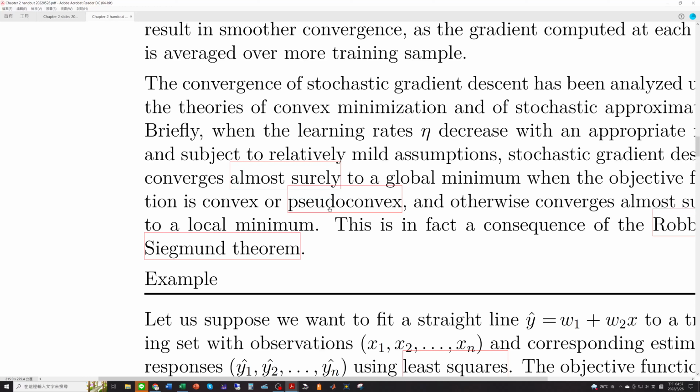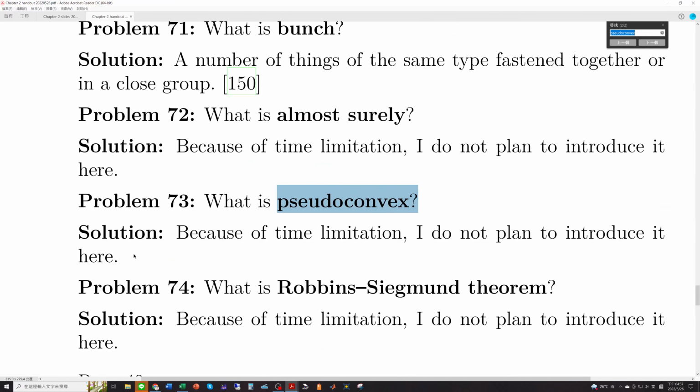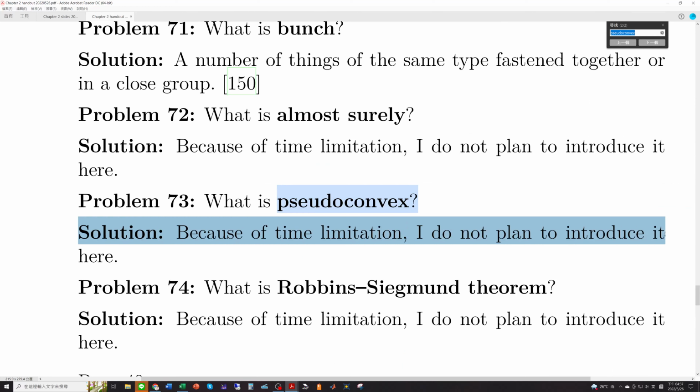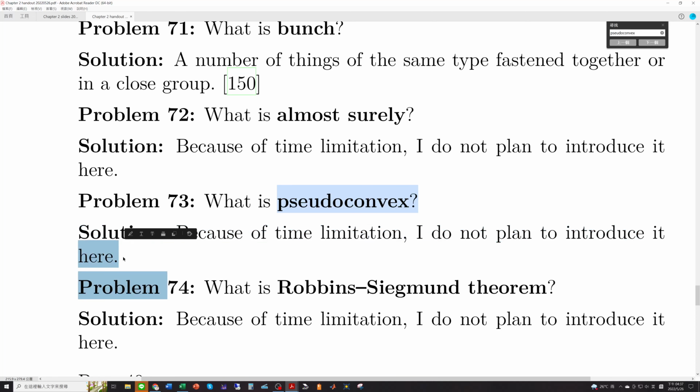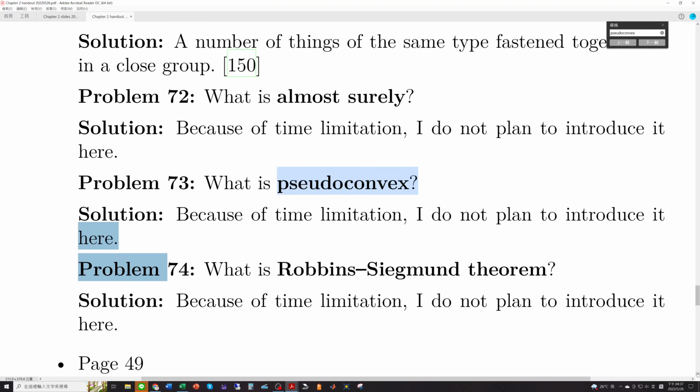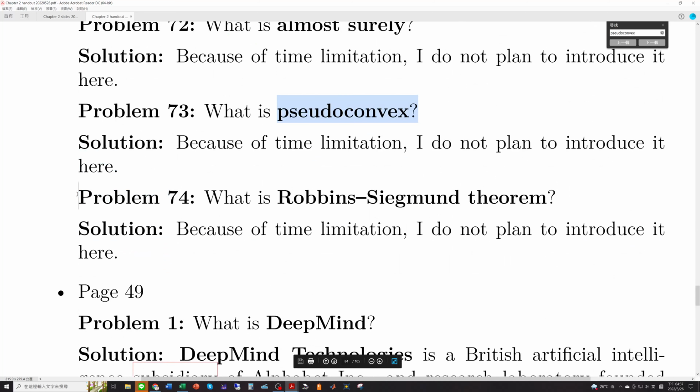What is the stochastic gradient descent? Let us go back to the problem about pseudo-convex. Solution. Because of time limitation, I do not plan to introduce it here. So finally, we arrive at the last problem of page 47. It is problem 74.